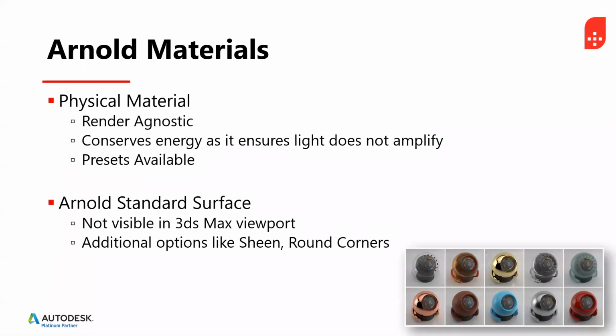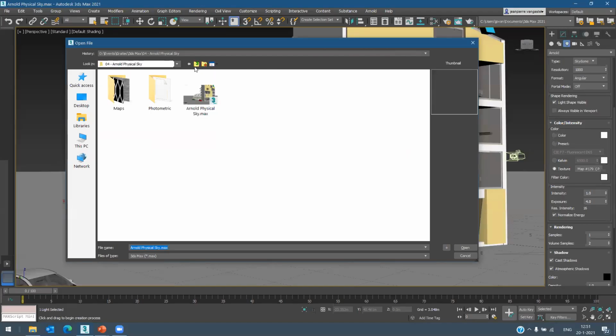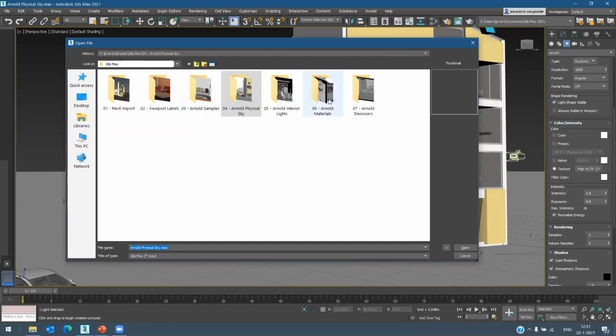If you're more an intermediate user, then you might also start working on Arnold standard surface materials, because that material has some very specific additional options like sheen. So if I really want to create a super high quality cloth material like satin, silk, velvet, then I probably would start using an Arnold standard surface material. Let me show you how easy it is to work on the materials.